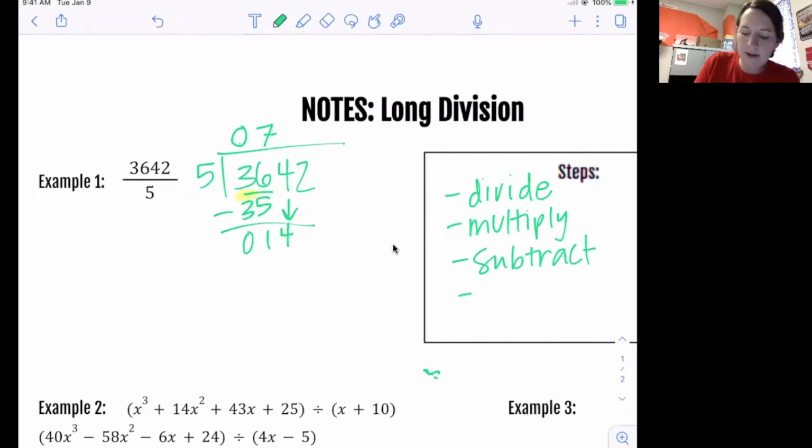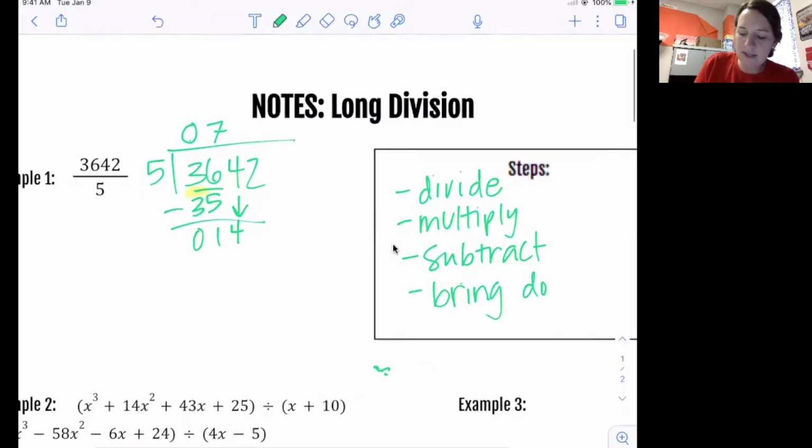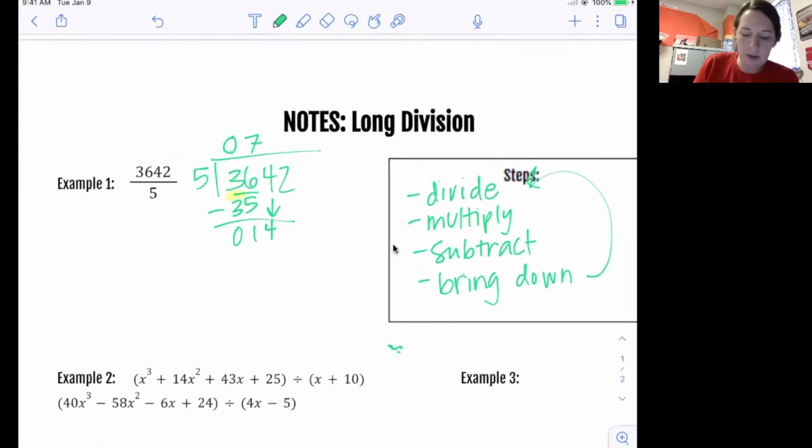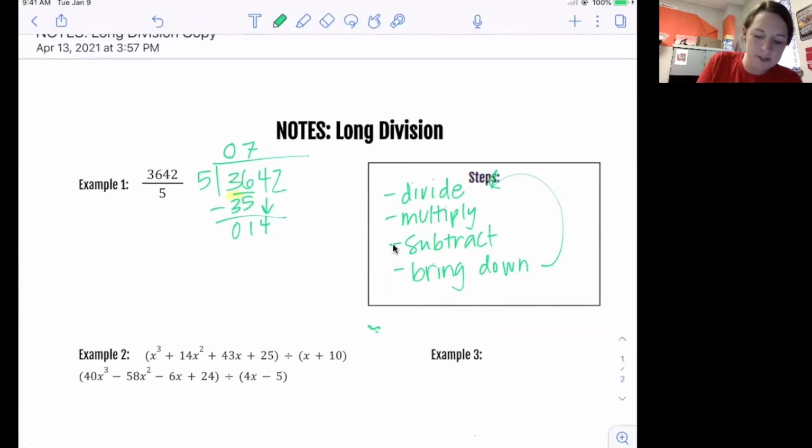And then finally, our last step is to bring down. And then we're going to start the process over at the top. So then we're going to repeat. So I'm going to divide again. 5 goes into 14 2 times. 2 times 5 is 10. 14 minus 10 is 4. So we subtracted, bring down the 2.